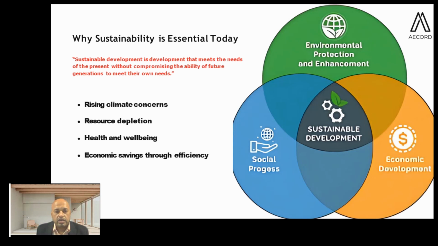So we need to see a way that, at least as architects and people related to the building industry, how do we do our bit to reverse the climate change concerns, global warming, and things like that. And resource depletion is something which everyone realizes: today we really don't have the energy resources and water resources that we really want.